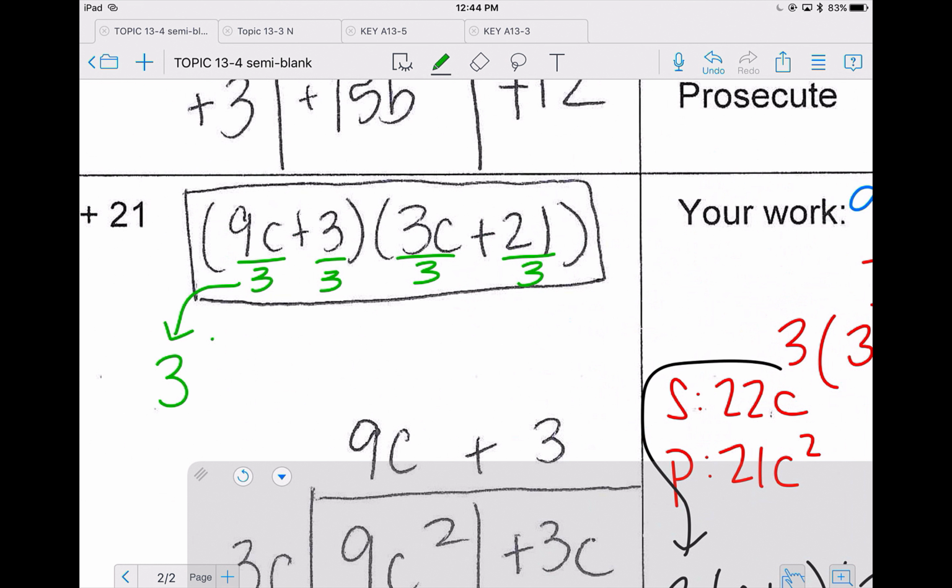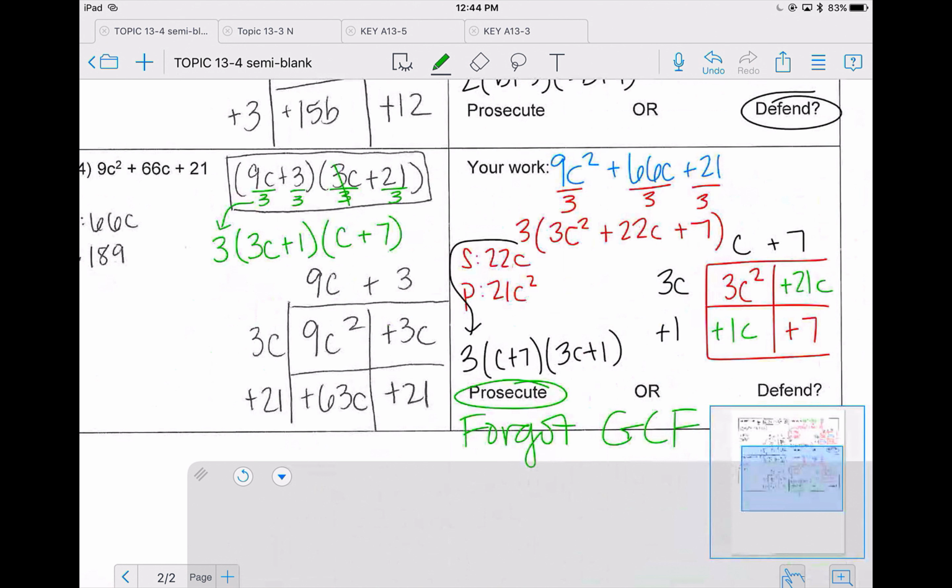take your GCF out of every factor. So 9 divided by 3 is 3c. 3 divided by 3 is 1. 3 divided by 3 is c. 21c divided by 3 is 7. And now look. Now my factors match.